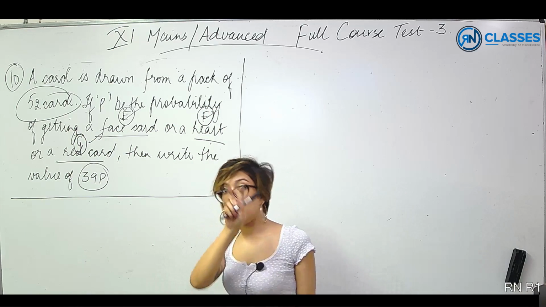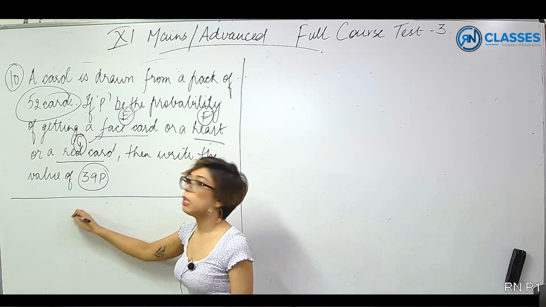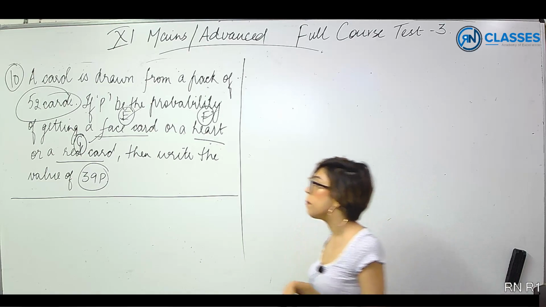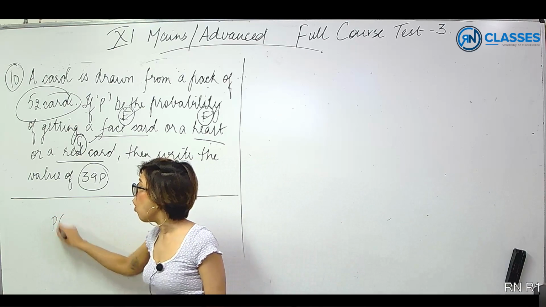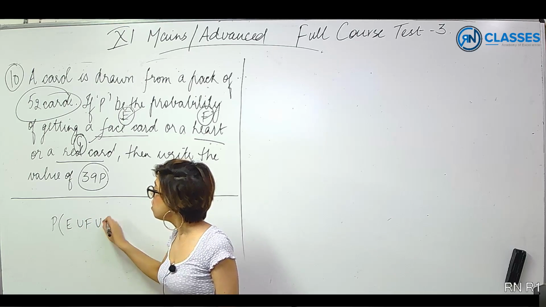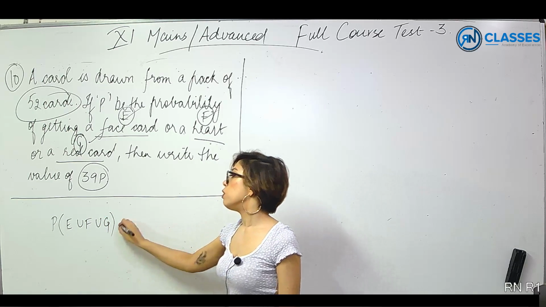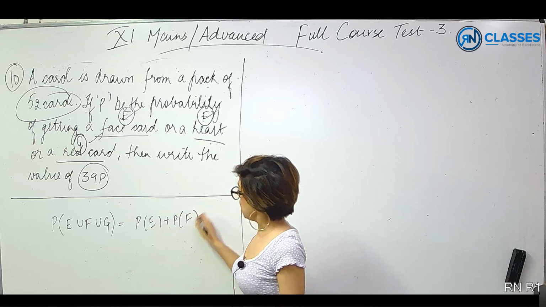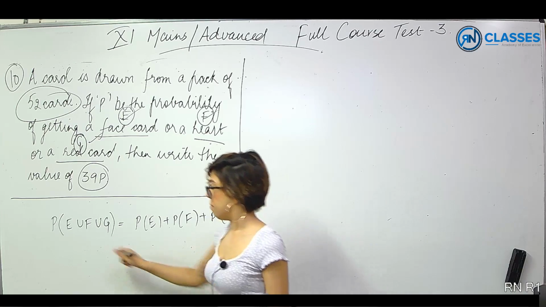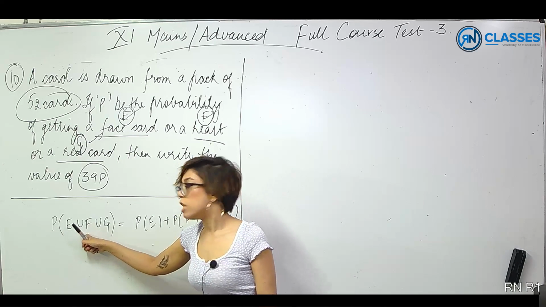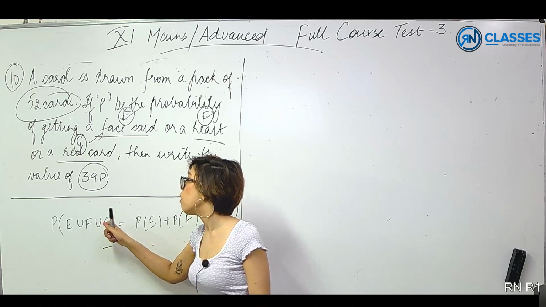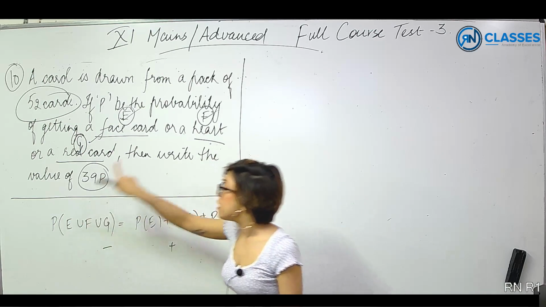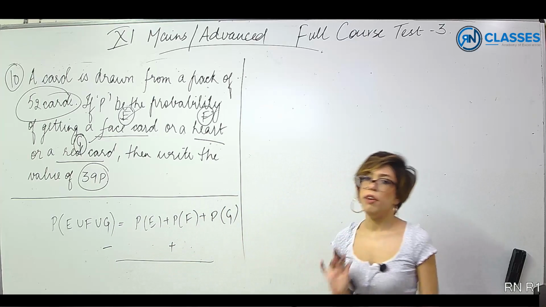Now it is an objective paper, so no need to write let E be the event of getting the face card. Don't do that. Just write it in the question or in your mind, whatever works for you. That means that I am interested in the probability of E union F union G. For this I know the formula: probability of E plus probability of F plus probability of G, minus probability of E intersection F, minus probability of F intersection G, minus probability of G intersection E, plus probability of E intersection F intersection G. I will not write the formula because you already know that.